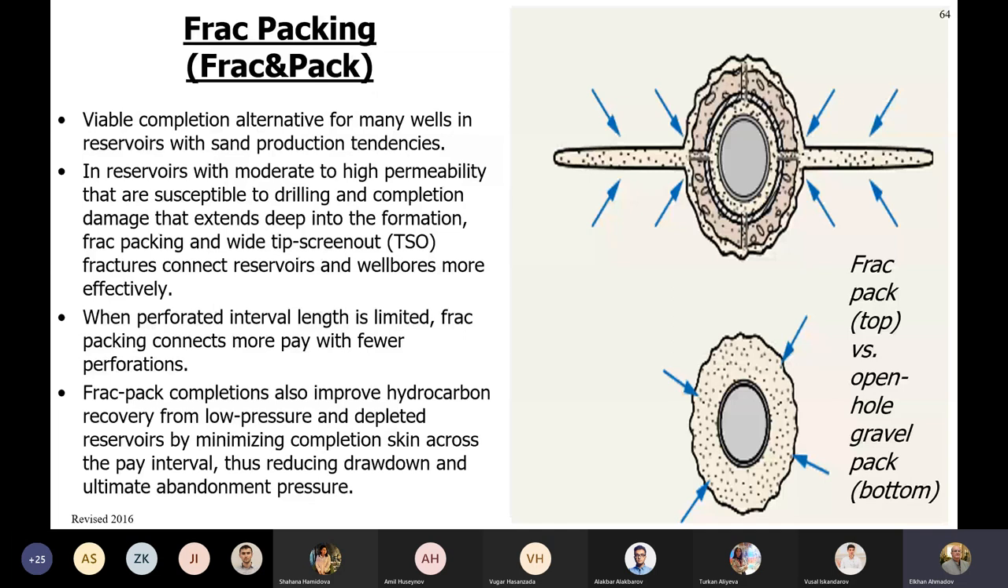Another advanced perforating technology is frac packing. Frac packing is actually a combination of perforation and internal gravel pack. When we perforate the well with pressure in the wellbore, we frac the well in the maximum strength orientation, and this will be packed with the gravel.